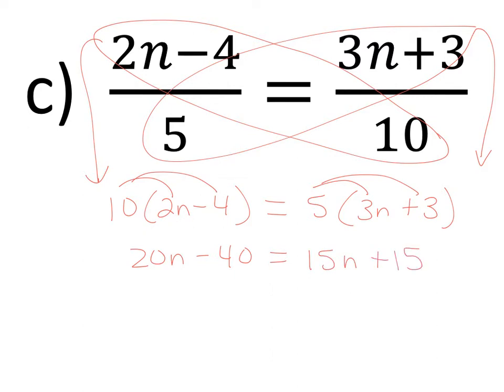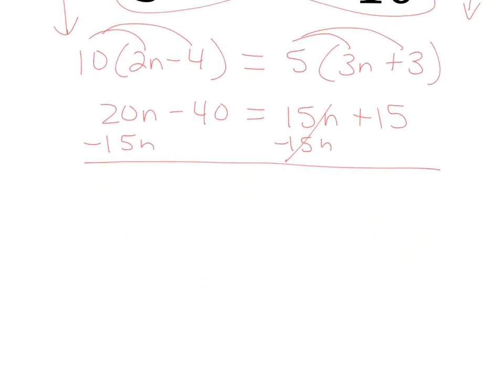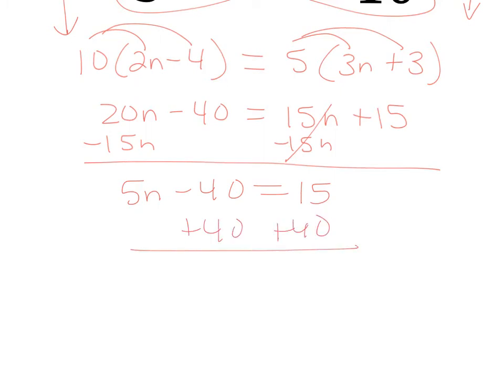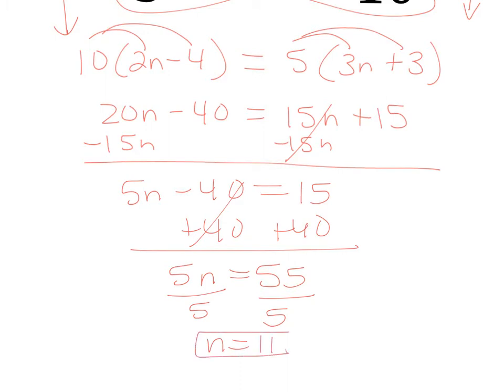All right, so I'm going to go ahead and move my 15n over first. So I'm going to subtract the 15n over to this side. Again, doesn't really matter what you do here first. So I've got 5n minus 40 equals 15. Now I'm going to add 40 to both sides. So 5n equals 55, and then I'm going to divide by 5. So n equals 11.